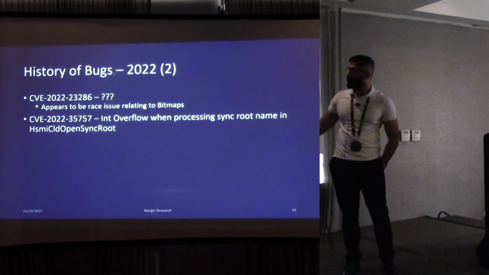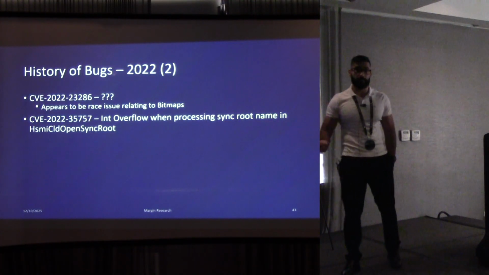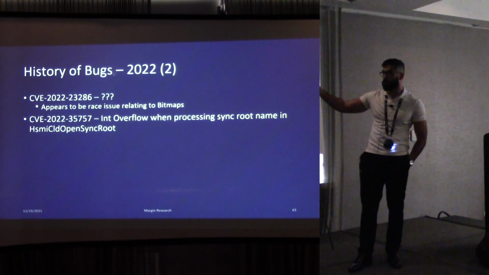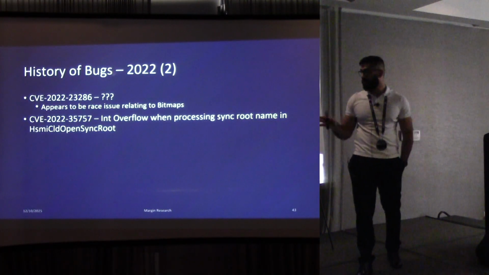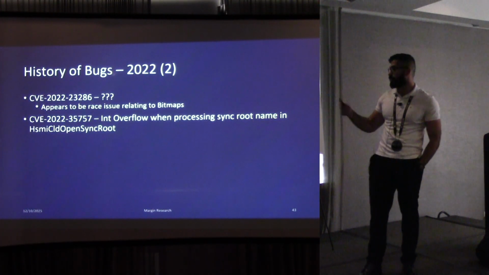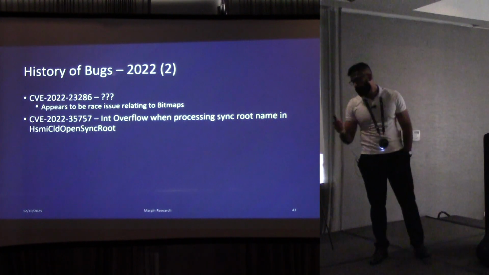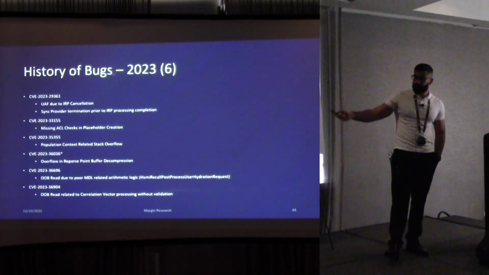22, I couldn't patch diff all the bugs, so I'm sorry. For the first one, it looks like some kind of race condition relating to bitmaps. The other one, it's an integer overflow when processing sync root name. 2023, a lot more bugs.